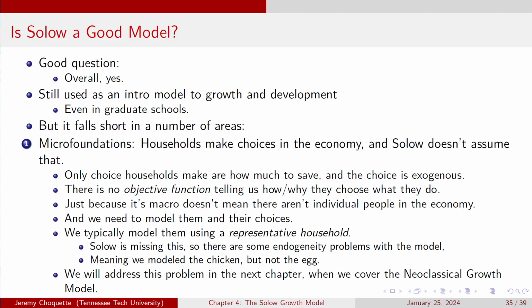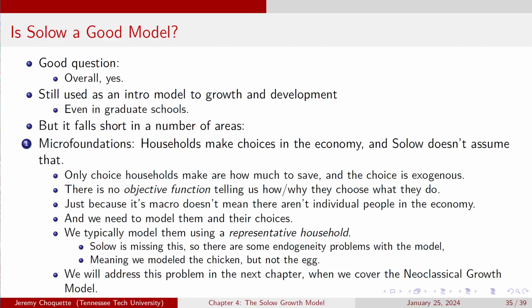There's no objective function in the Solow model telling us how or why people make the decisions that they do. And when we get to the next model, you'll see what I'm talking about explicitly. But the idea is that just because it's macro doesn't mean that there aren't still individual people in the economy. In fact, a macro economy is just made up of a lot of individuals. Now, the influence of a single individual maybe matters a little bit less, but the influence of an individual still matters. We still need these people.